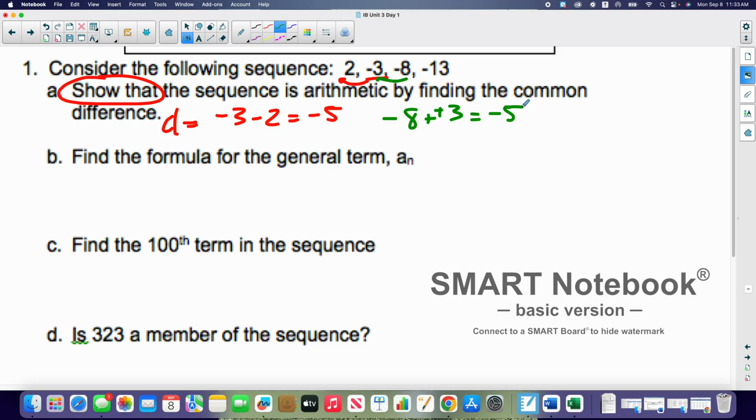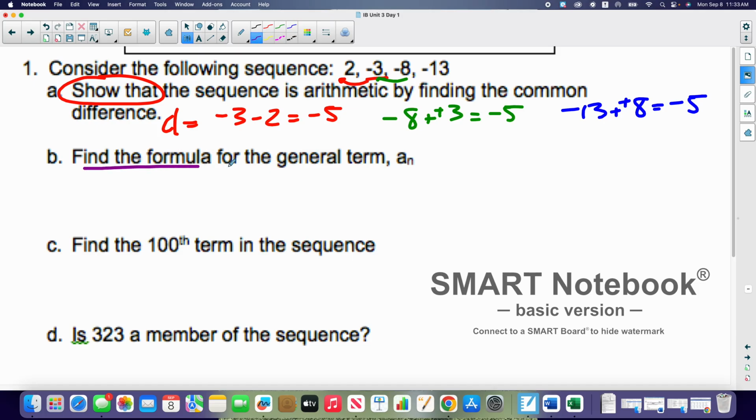Have I proved that it's arithmetic now? What if I showed that it's the same number at least twice in a row, correct? And then I could do that again. I could go -13 minus a -8, and that would give me -5. So because it's the same number over and over again, I've shown that it's arithmetic. Everybody okay with that reasoning? That's different than if they said, what's the common difference? And you just tell them it's -5. Okay? Everybody good?